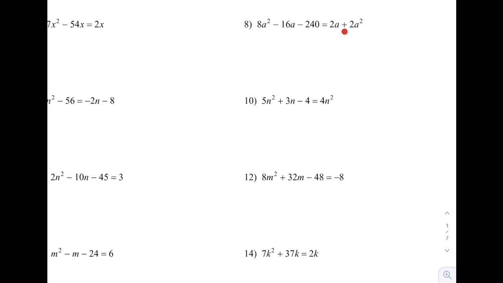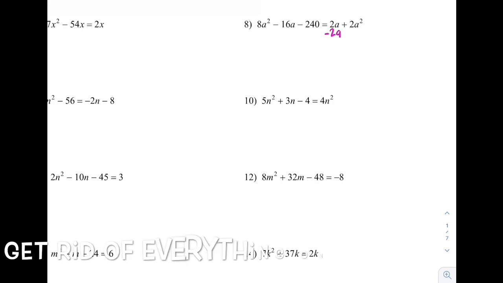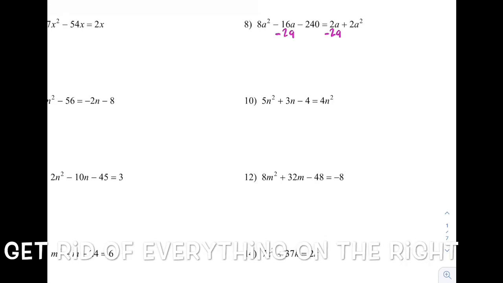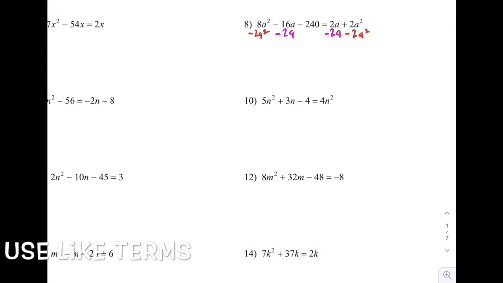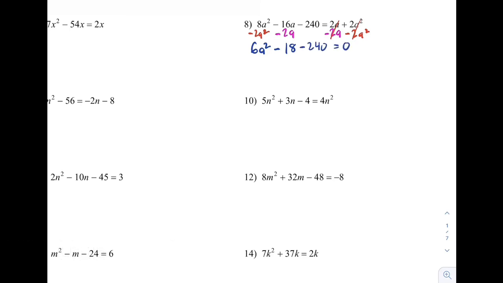Okay, when we look at number 8, there's two things on the right. Same method, we want the right side to be 0, so you have to get rid of both of them. Alright, so we subtract 2a to both sides, subtract 2a to the a's on the left. Then we're going to subtract this 2a squared. We subtract that, so now it's going to cancel. And now we rewrite what we have. So 8a squared minus 2a squared is going to be 6a squared. Negative 16a minus 2a is negative 18a. And then we still got that negative 240 equal to 0. Forgot the a.